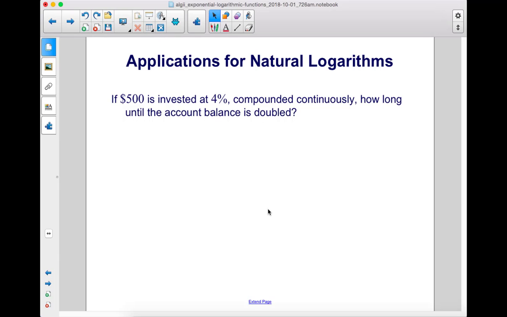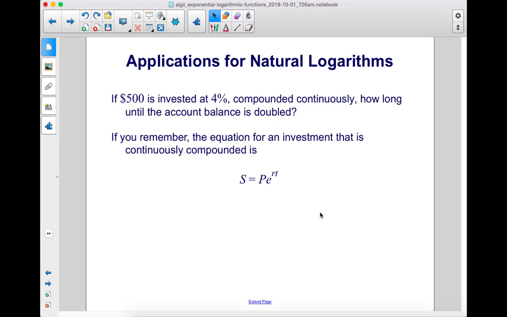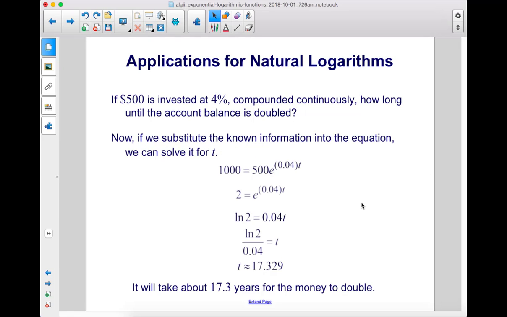If $500 is invested at 4%, compounded continuously, how long until the account balance is doubled? If you remember, the equation for an investment that is continuously compounded is S equals P times e to the RT power. Now, if we substitute the known information into the equation, we can solve it for t. So we want the balance to be 1,000 since we start out with 500 and we want to double it.